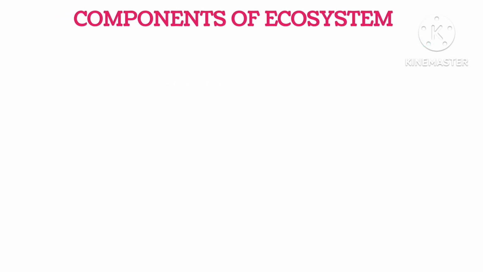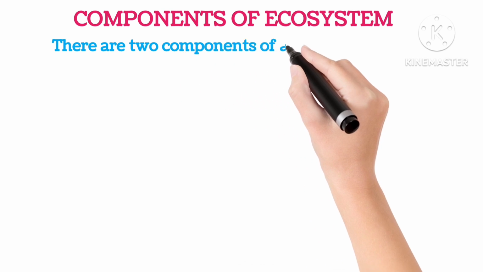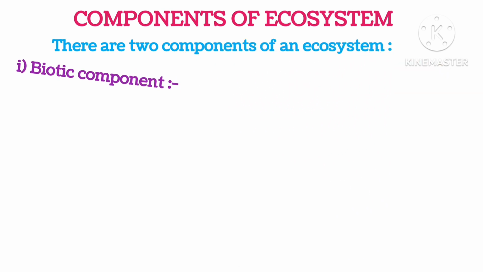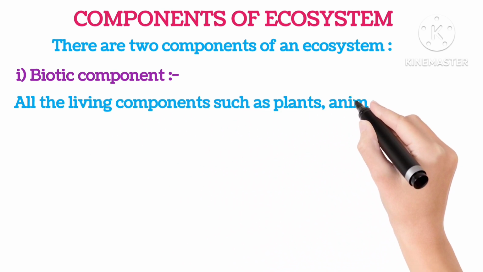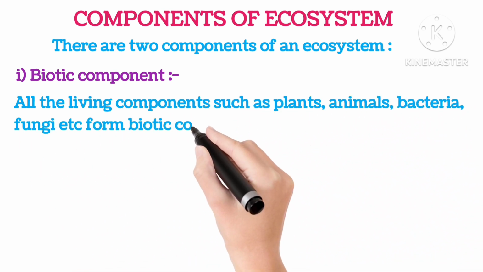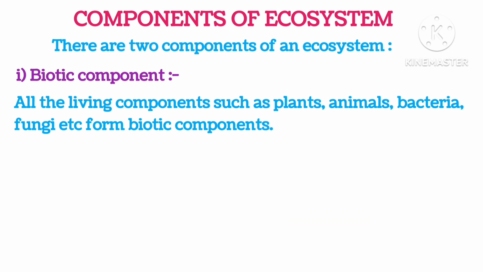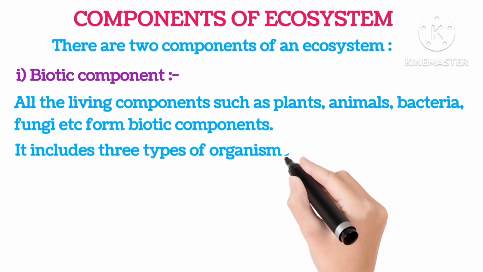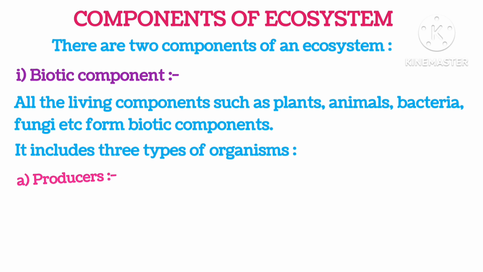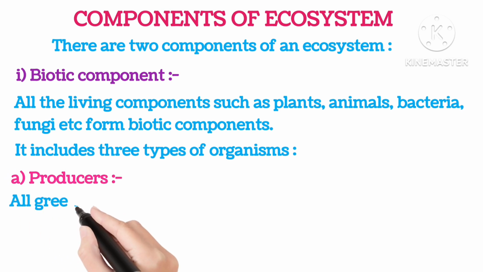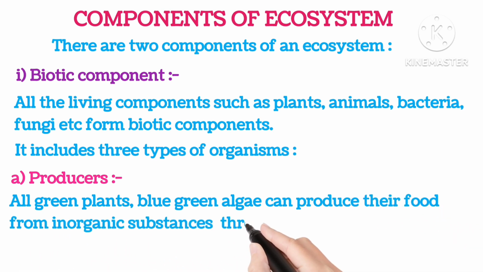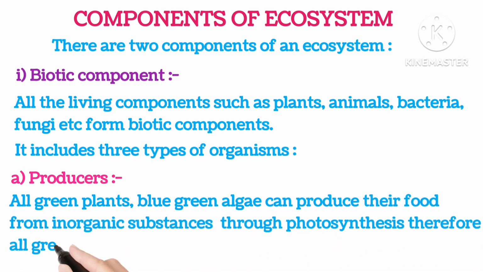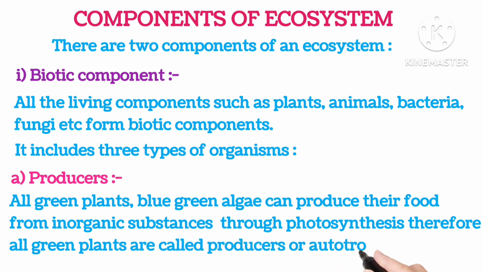Components of ecosystem. There are two components of an ecosystem. First is biotic component. All the living components such as plants, animals, bacteria, fungi, etc. form biotic components. It includes three types of organisms. First is producers. All green plants, blue-green algae can produce their food from inorganic substances through photosynthesis, and therefore all green plants are called producers or autotrophs.